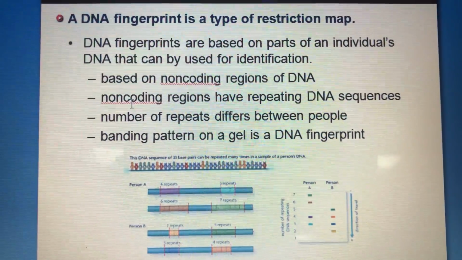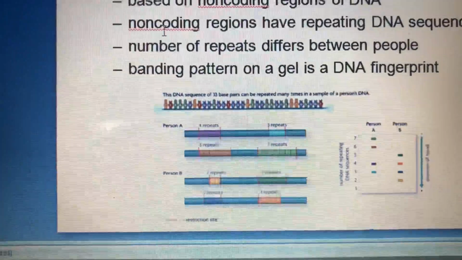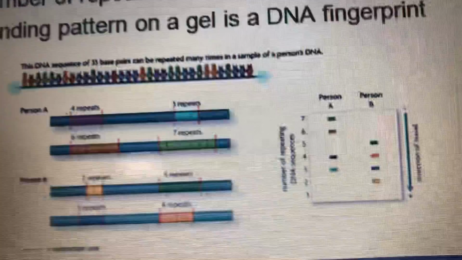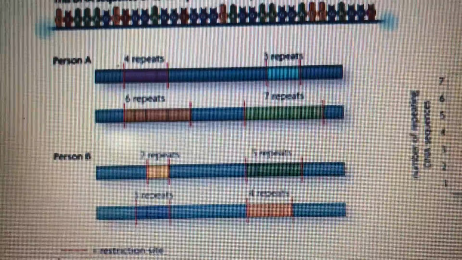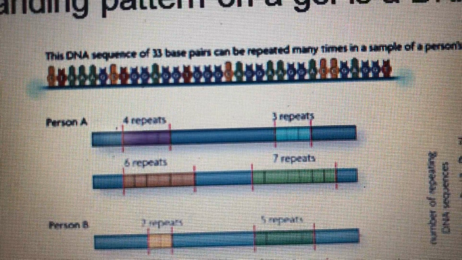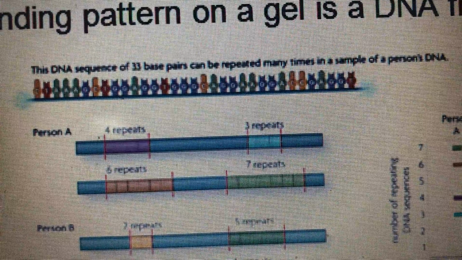Non-coding regions have repeating DNA sequences, and the number of repeats differs between people. Okay, these bands that form, the banding pattern that forms on the gel with DNA fragments. Now, when you see these bands on the gel, each band represents repeating sequences on the DNA, non-coding regions on the DNA that have repeated sequences. As you see here, for this person, first look at this nucleotide. This DNA sequence is made of 33 base pairs. Okay, they are repeated many times in samples of a person's DNA.